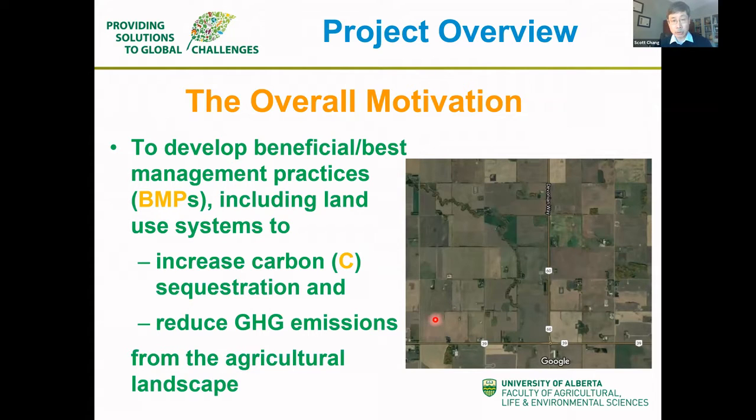So the overall motivation for this project is to develop best management practices, or BMPs, including land use systems, to try to increase carbon sequestration in the agricultural landscape, as well as to reduce greenhouse gas emissions. This is coming from Google Earth, a picture representing land use just south of Edmonton. And you can see that there's a mosaic of land uses in this agricultural landscape.